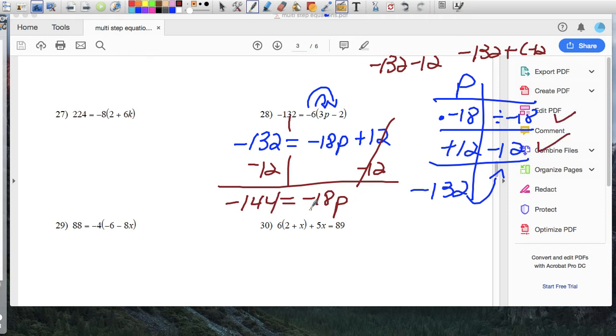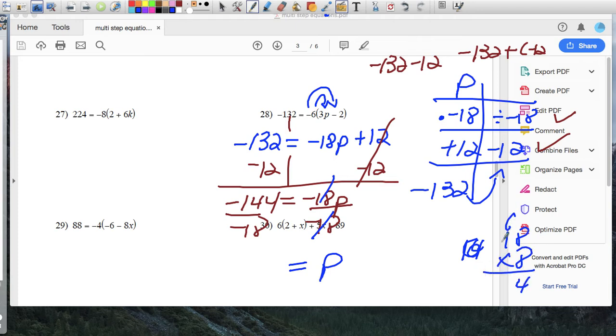Check. Divide both sides by negative 18. Negative divided by negative is a positive, so I have my variable, which is a positive. And negative 144 divided by negative 18 is a positive, and 144, so 18 times 8. 8 times 8 is 64, carry the 6, yep, 144. So that is going to give you positive 8. Check. Negative 132 equals negative 6 times 3 times 18 minus 2.